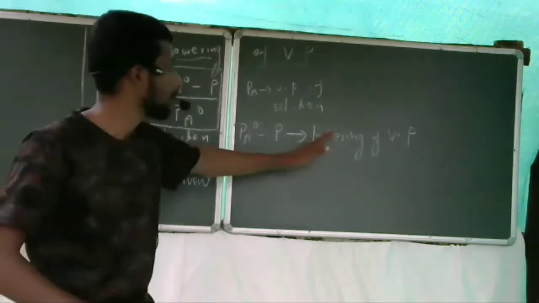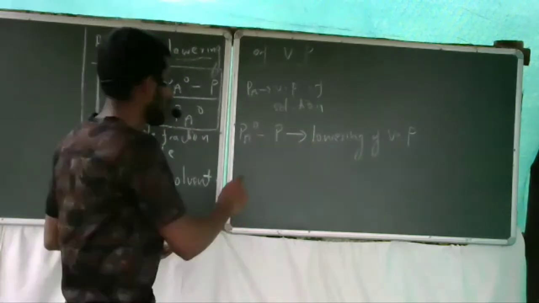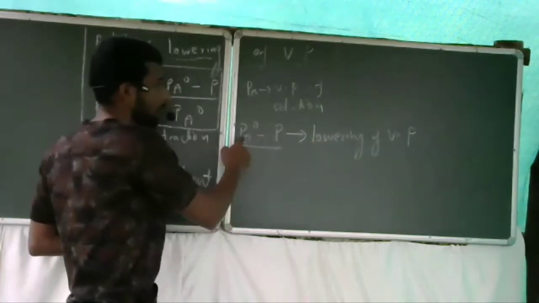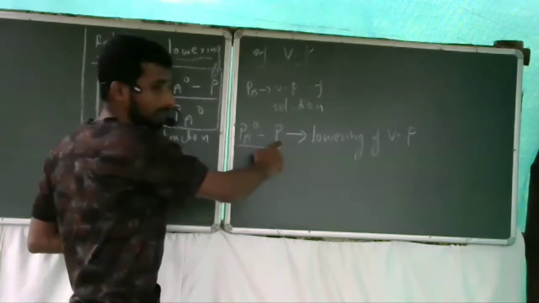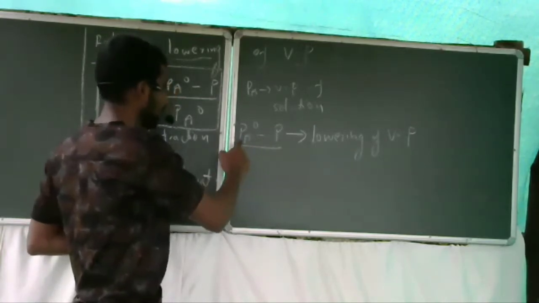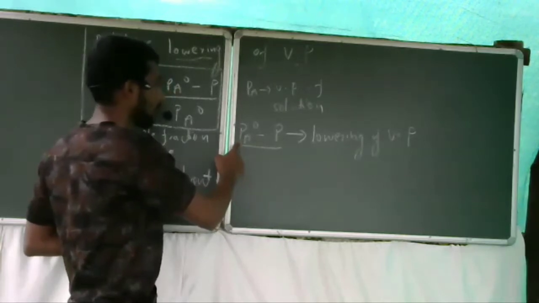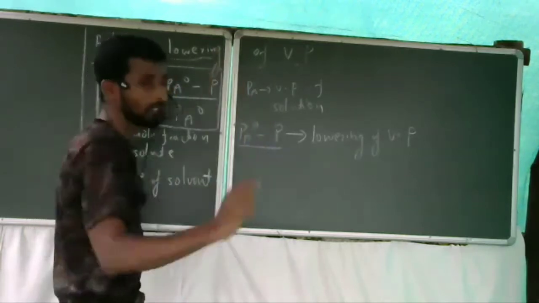Here lowering of vapor pressure is not a colligative property. Then you can observe Pa naught minus P, vapor pressure of solvent minus vapor pressure of solution, is positive. That clearly shows the vapor pressure of the pure solvent is always higher than that of the solution.